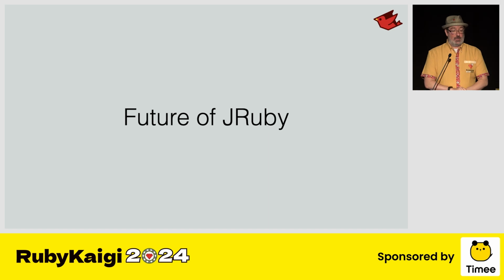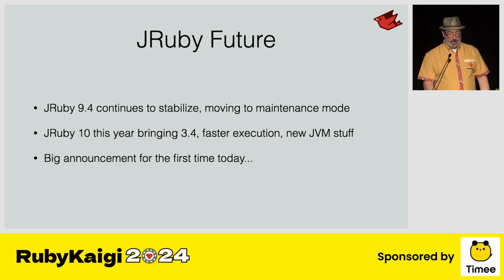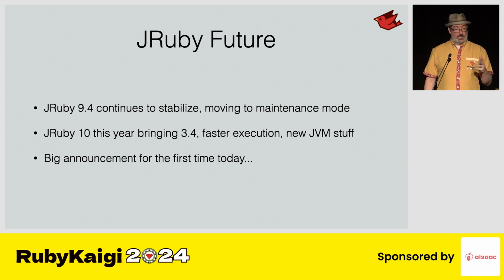Okay, so talking a little bit more about the future of JRuby from JRuby 10 and on. So I mentioned JRuby 9.4 is stable now. You can run anything that's Ruby 3.1 compatible. We have support for Rails 7.1. I think Postgres needs a little bit of work, but Rails 7.0 works great.